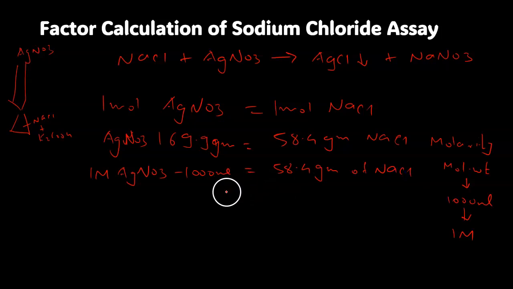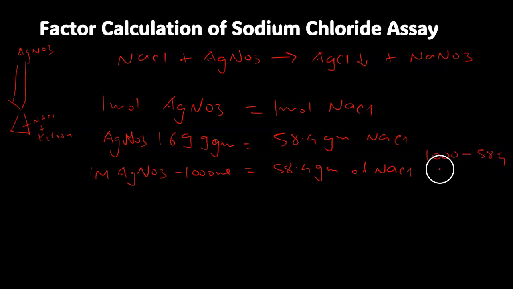Now further we have to calculate a factor. So for a factor calculation, see, we have to calculate for each ml. So here you can make a cross multiplication. 1000 ml will neutralize 58.4 gram of sodium chloride. So we have to calculate for 1 ml. So for 1 ml, take it x. So x will be multiplied with 1000 and 1000 will get divided, and 1 will be multiplied by 58.4.